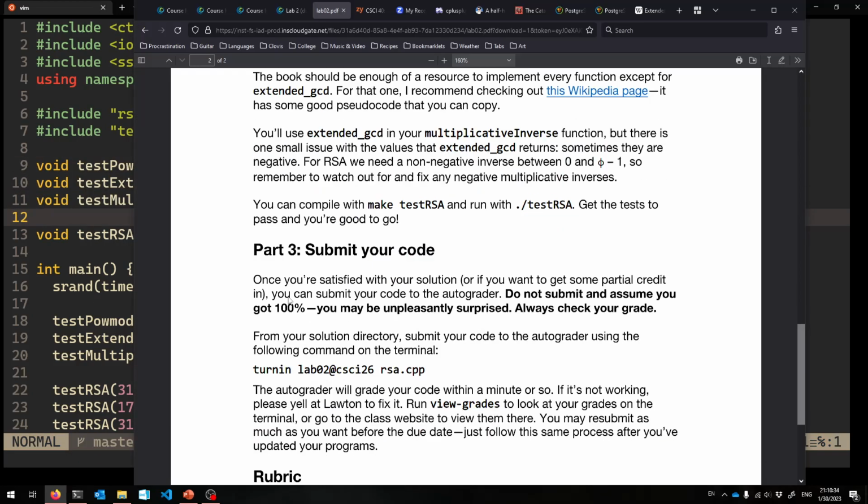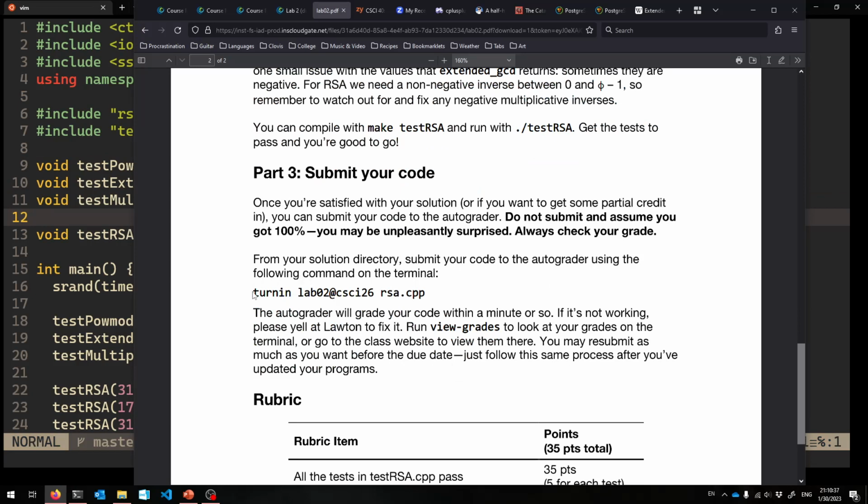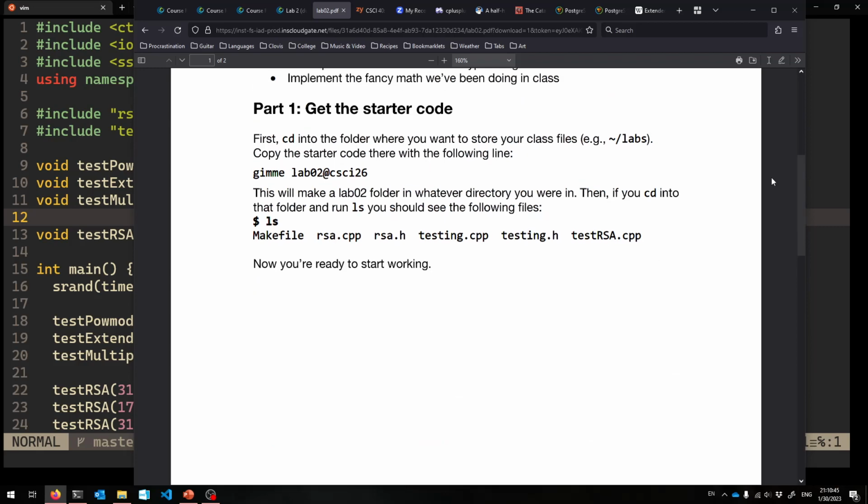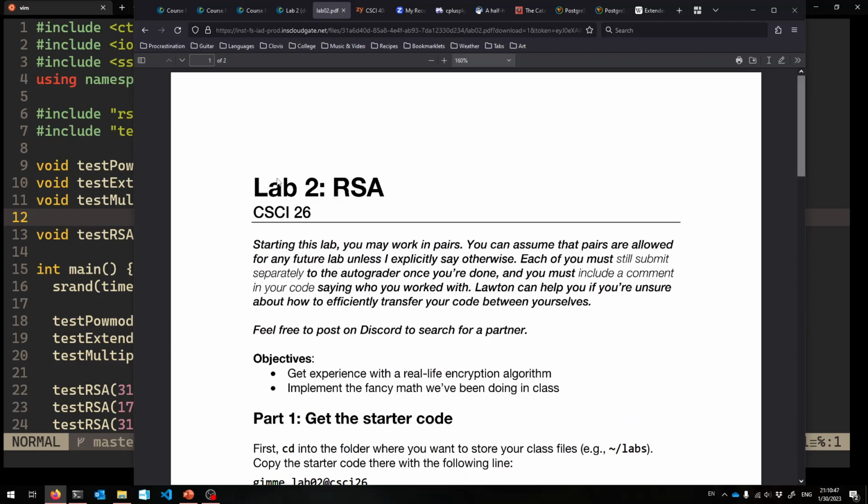Sorry for the beeping in the background. But yeah, to turn in your assignment, just turn in that one file that you submitted, that rsa.cpp, and that's how you'll be scored. So get started on that. Once I talk about the rest of RSA, the rest of the implementation should make sense. But a lot of the functions you can do right now, so you might as well do them.